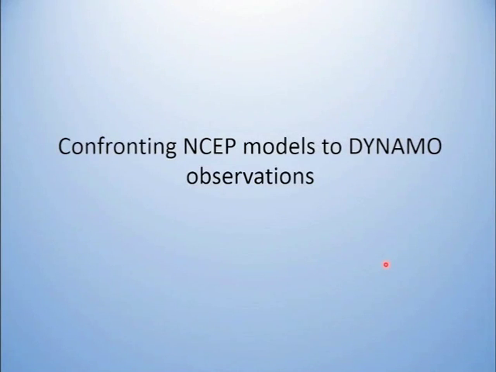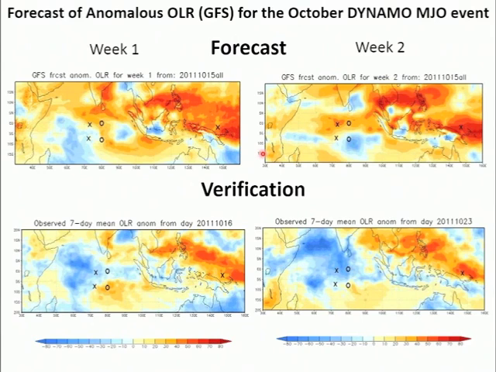Now, how did the models do? The upper panel shows the forecast of anomalous outgoing longwave radiation with the GFS, for week 1 in the left-hand panel, and for week 2 in the right-hand panel. And we confront this with the verification, the fields observed by satellite. You can see in the verification panels that large-scale organized convection was present during this time and propagating eastwards, accordingly with a typical MJO hypothesis.